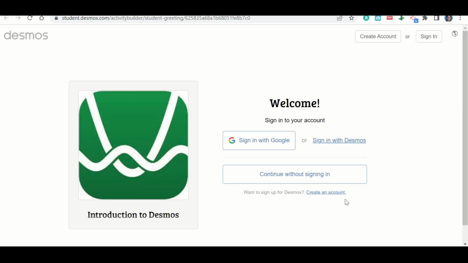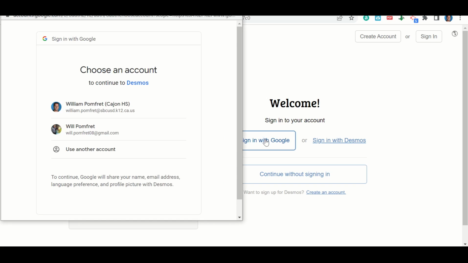Let's talk now about how to sign in to Desmos to complete your work. So what we're going to do is you're going to click on the link to go to the assignment, and it should take you to a page that looks kind of like this. And right here where it says sign in with Google, we're going to click there. And it's going to pop up with our email accounts.